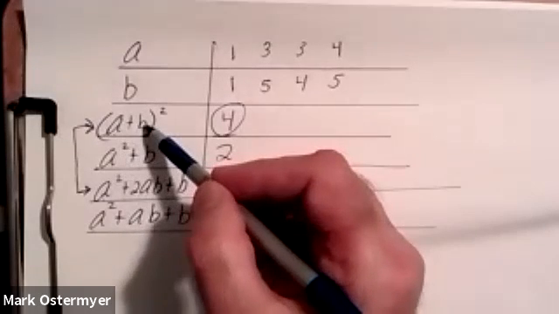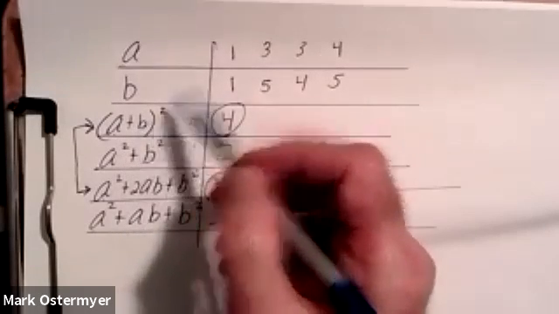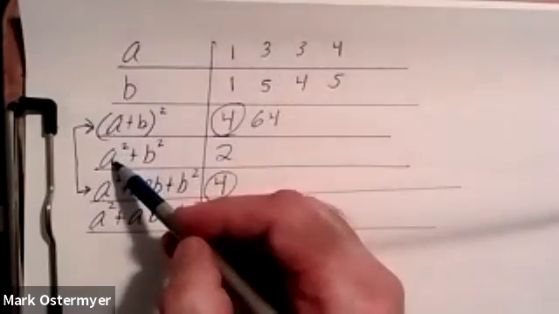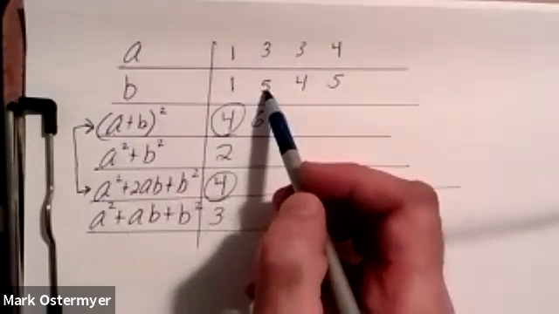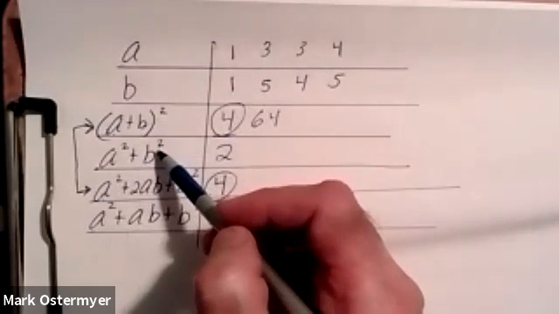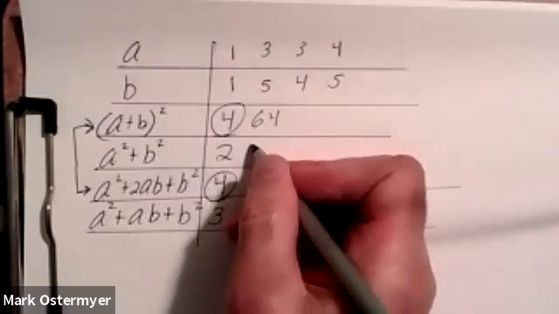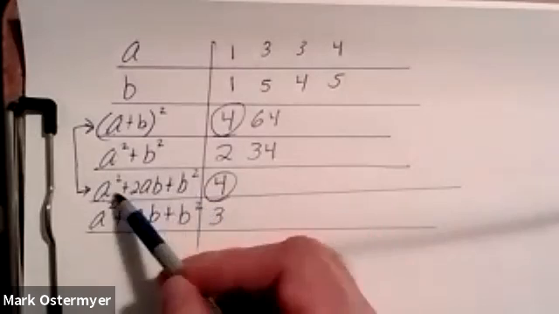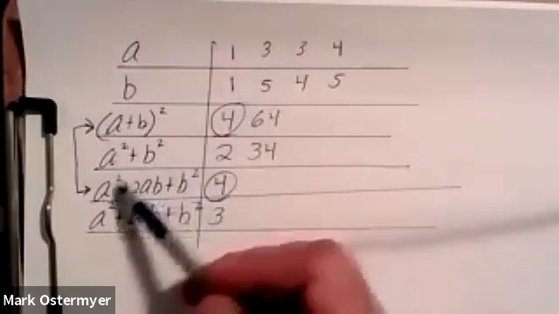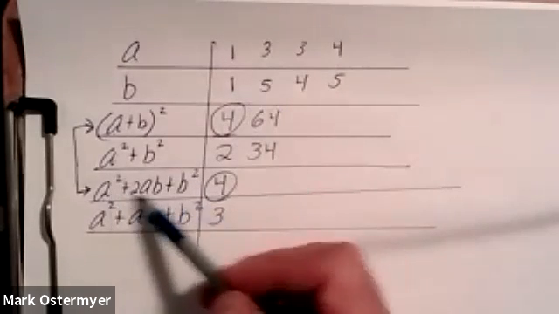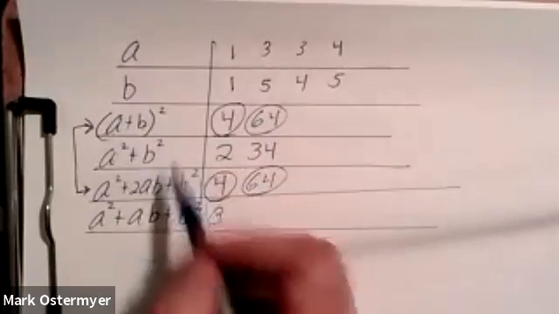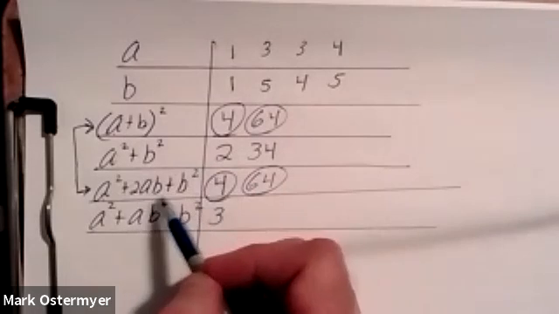We have 3 plus 5 is 8. 8 squared is 64. A is replaced with 3. 3 squared is 9. B is replaced with 5. 5 squared is 25. 9 plus 25 is 34. What do you think this one's going to give us when I replace A with 3, B with 5? What do you think? 64. Yeah. Because we already said that the third row is equal to this row down here, the fifth row.